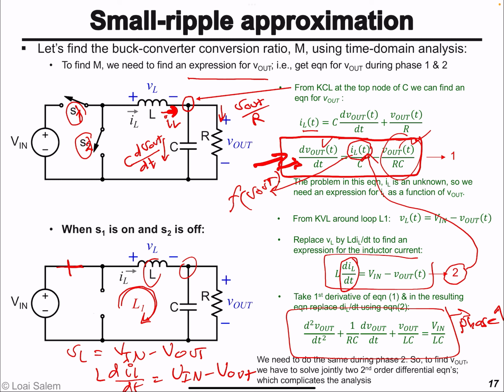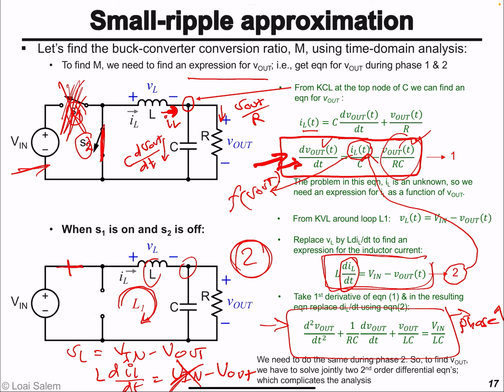Then we need to express the voltage across the inductor in state 2 when this switch is on and this switch is open. So essentially we don't have Vin, and so the voltage will equal minus V out. And then we get another second order differential equation, and then we take these two second order differential equations and jointly solve them together in order to get an expression for the output voltage versus time, and this way we can get the conversion ratio of the power converter. However, this is very involved.